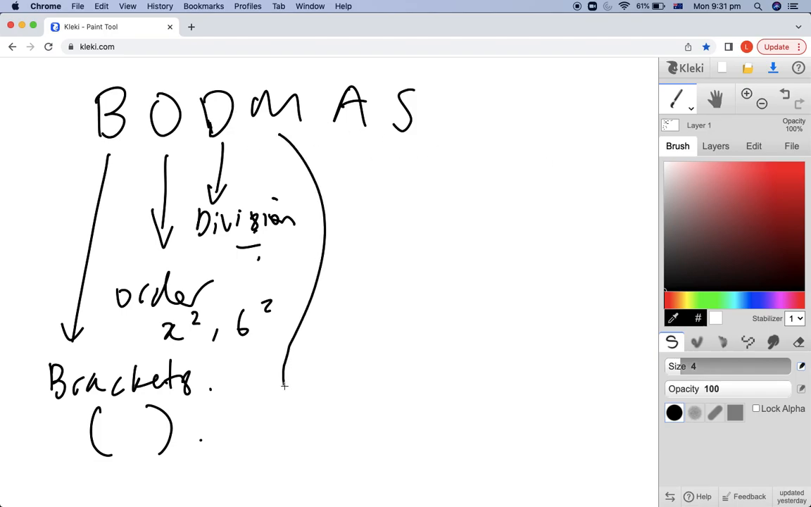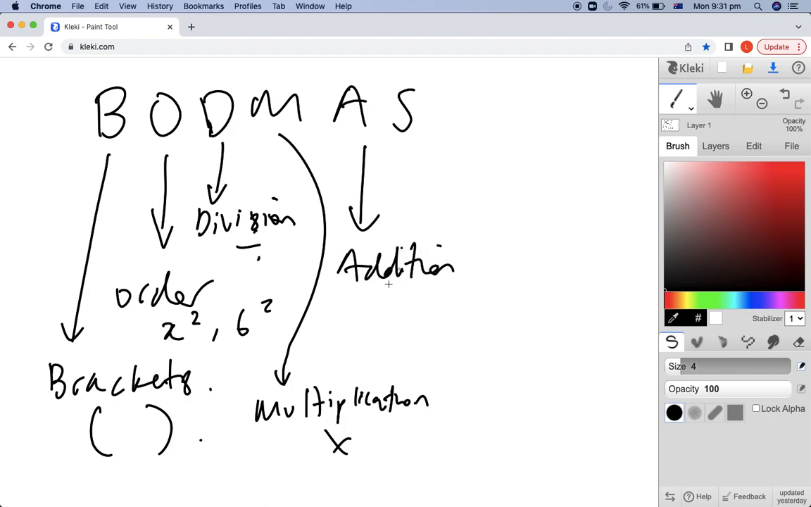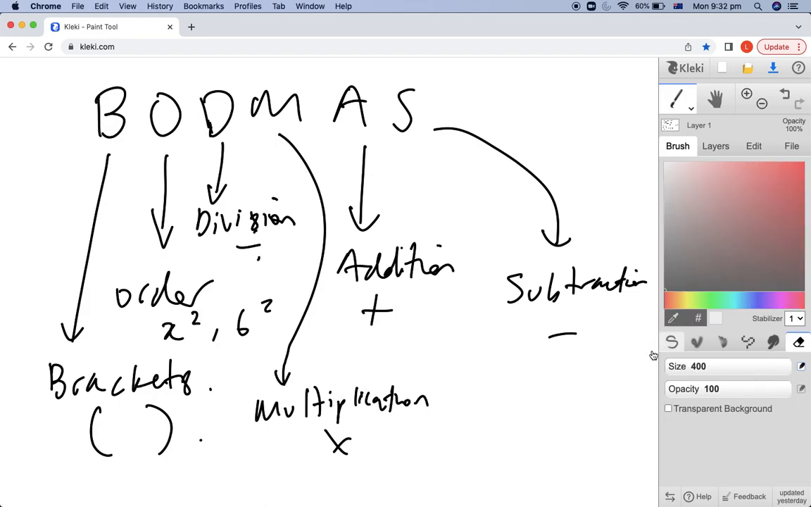Now, M is for multiplication. The times sign. A, addition. Plus. And lastly, to wrap it off, S for subtraction. Yep, so excuse the handwriting, but brackets, order, division, multiplication, addition, and subtraction. So that's the order that we'll go by.